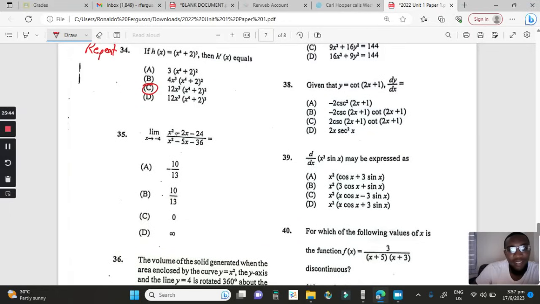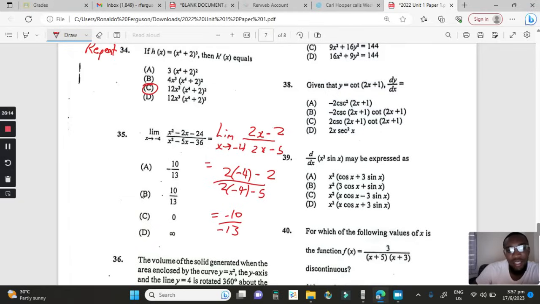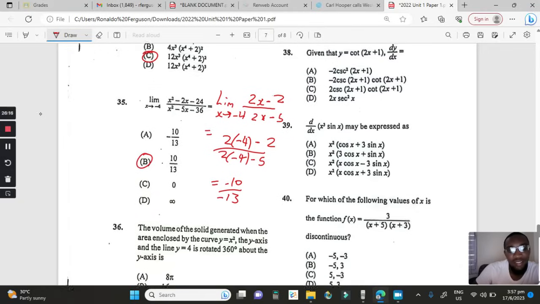Number 35, we're going to use L'Hopital's rule. Differentiate the numerator, that's 2x minus 2. Differentiate the denominator, that's 2x minus 5. Plug in negative 4 now. 2 times negative 4 minus 2 over 2 times negative 4 minus 5. Numerator was 2, I mean. So this is now negative 10 over negative 13. Negatives cancel, 10 over 13.